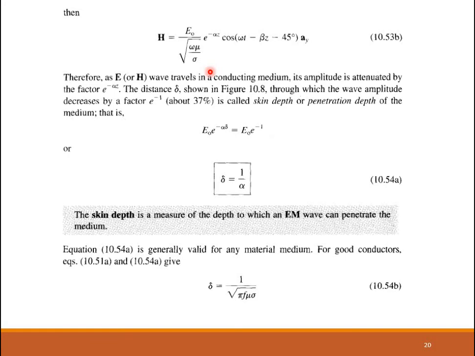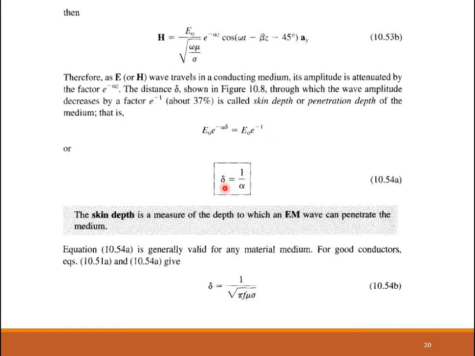Now, along with this, there are some 2-3 terms that you need to know. The first term is skin depth or penetration depth. These are basically terms which are associated with good conductors. These are all terms associated with a good conductor.